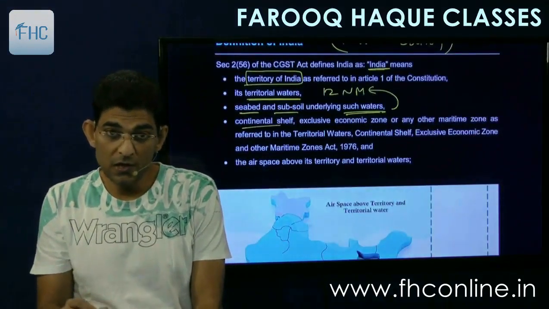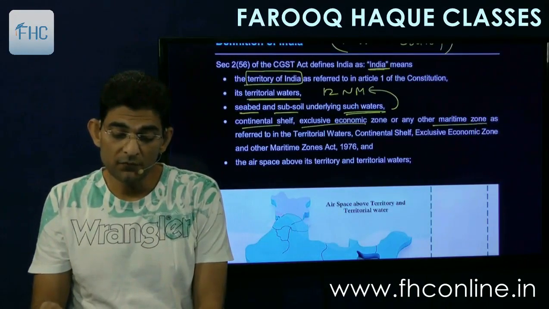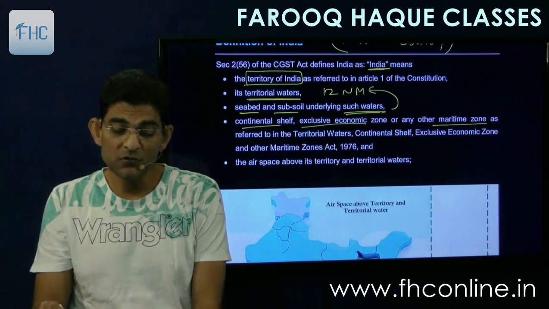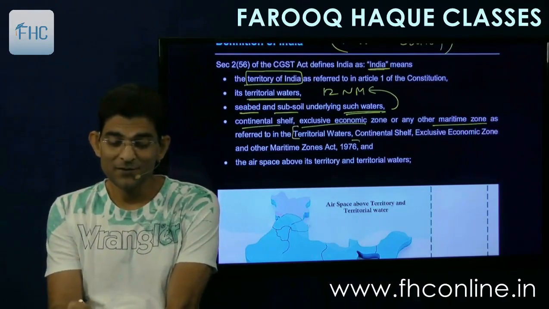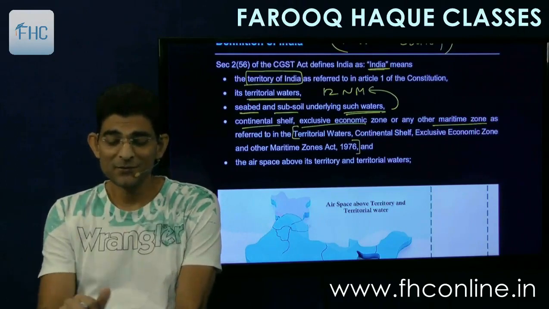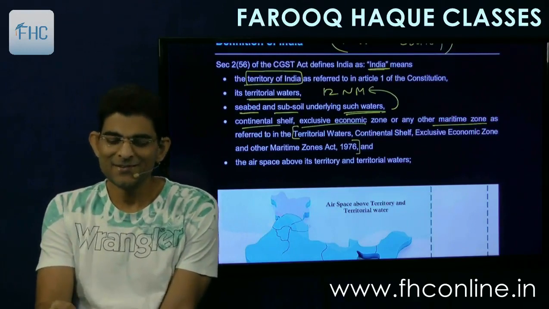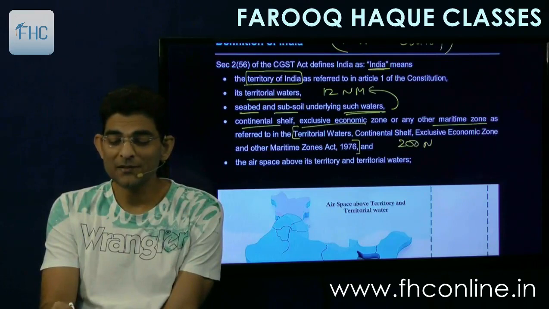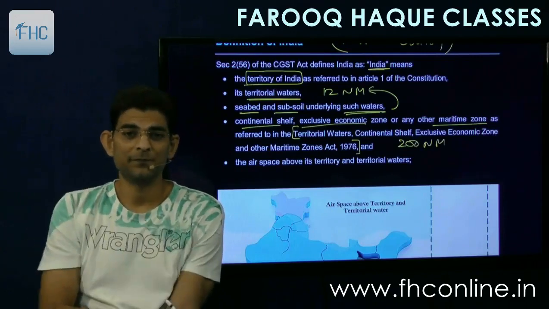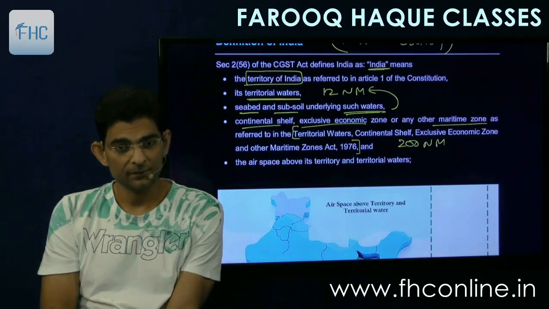Then continental shelf, exclusive economic zone or any other maritime zone as referred to in the Territorial Waters, Continental Shelf, Exclusive Economic Zone and Maritime Zones Act of 1976. This is one name, huh? Right from here till here, it is one name. You have to speak out in one breath. You forget about the names. It extends up to 200 nautical miles. But this is only water. So the water extending up to 200 nautical miles is also India.